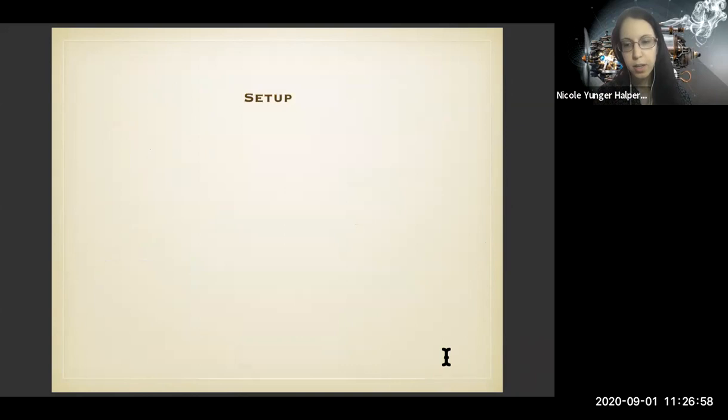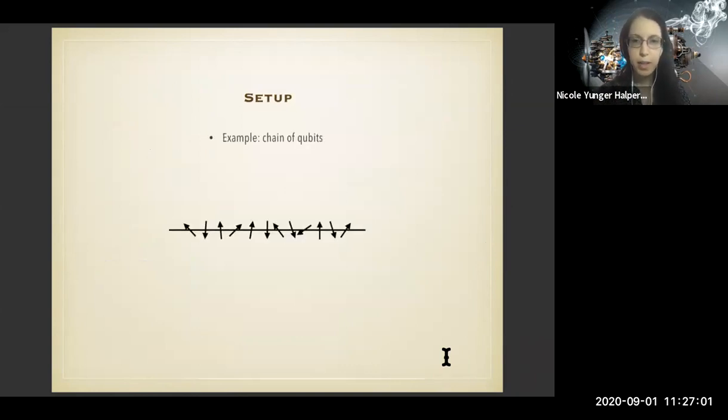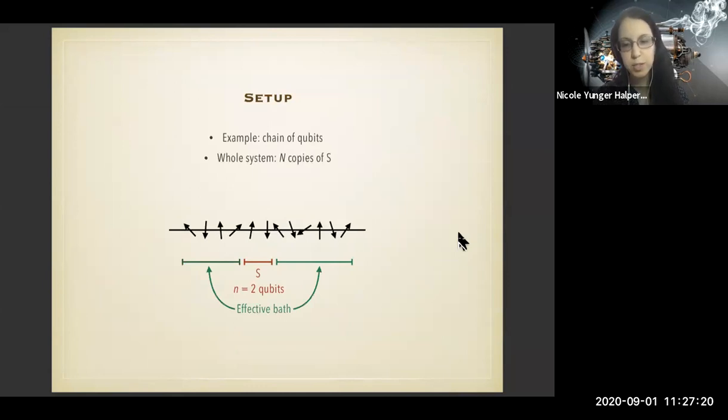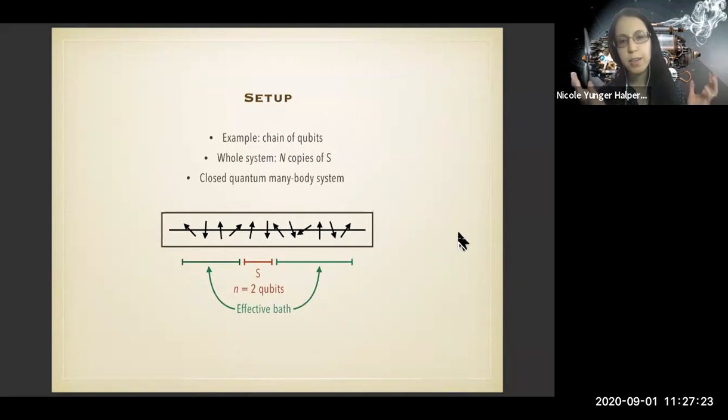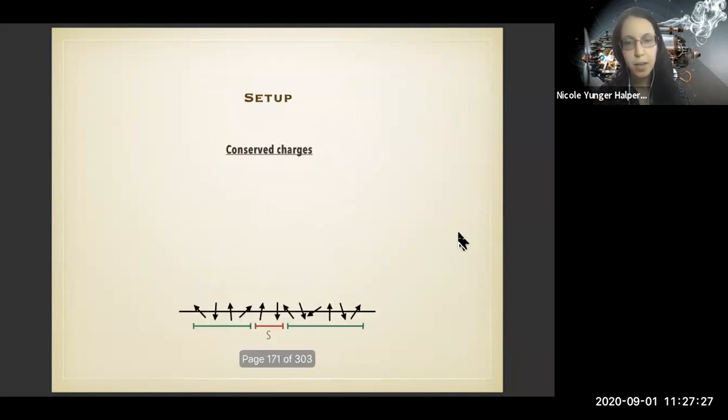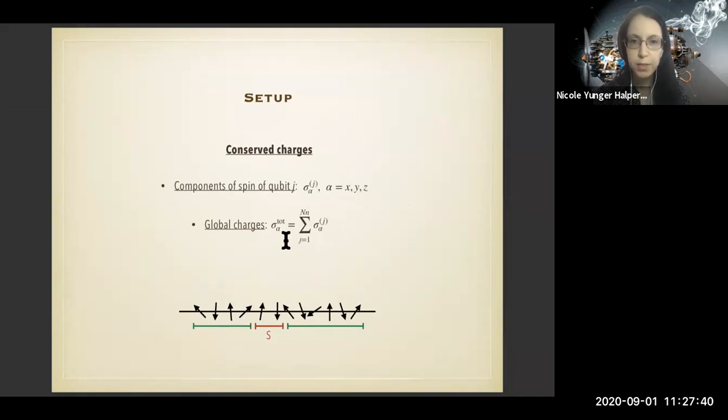How might such a system look? An example that can generalize consists of a chain of qubits. The system of interest S consists of some small number, little n, maybe 2 qubits. The whole system consists of big N copies of the little system of interest. The rest of the copies act as an effective bath for the small system of interest, so that the whole thing is a closed quantum many-body system. It makes sense to think of as conserved charges the components of the spin angular momentum, which I'm denoting by the Pauli operators. The global charges are the different components of the spin summed all across the lattice.